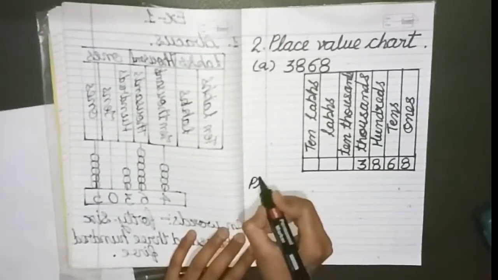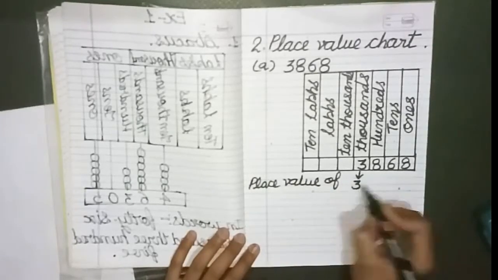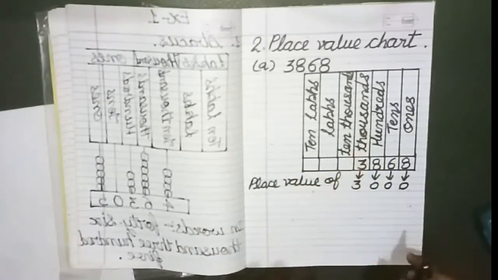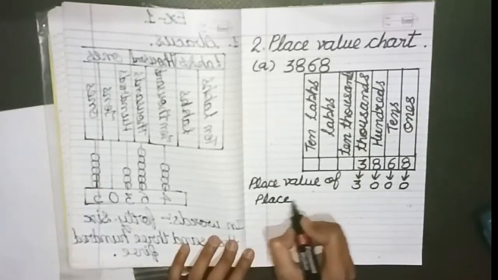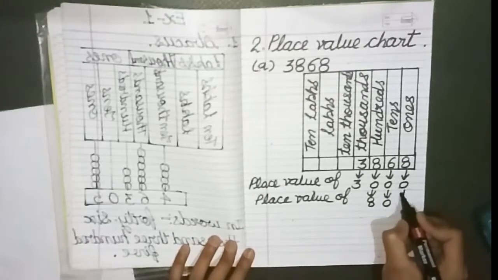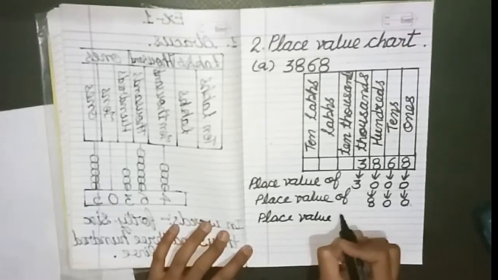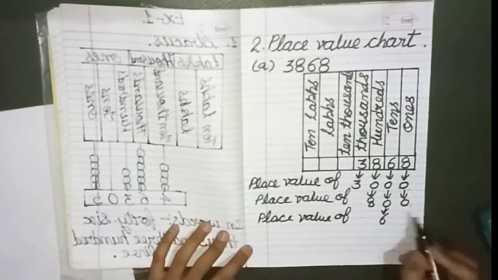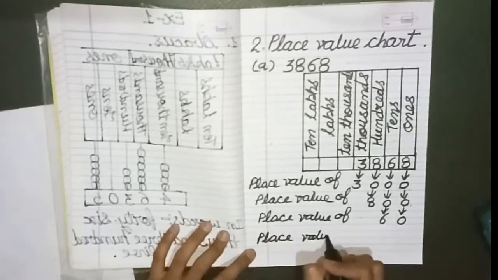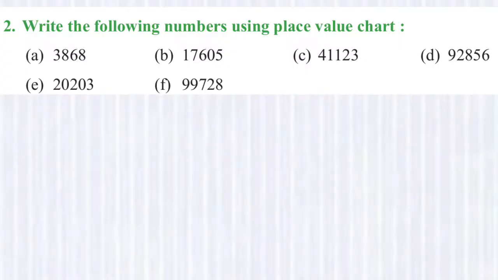So we have to write their place values. Here the place value of 3 is given by 3, and the rest of the digits will be converted into zeros, right? So place value is 3000. Now place value of 8 is given by 8, and it has 2 digits after it, so 2 zeros, so 800. Now place value of 6 is given by 6 and 1 zero, 60. Now place value of the last digit, which is 8, is 8. So we have done. These are the sums for practice.